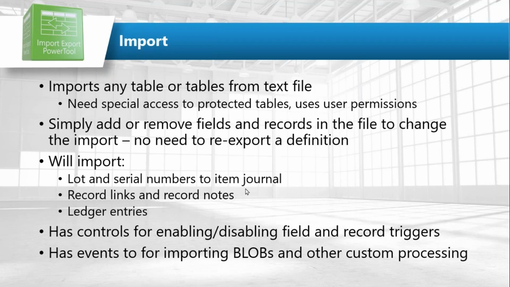Where this is often used is when you're spinning up a new environment and you need to import opening balances and things like that. So one of the nice things is you can import the lot and serial numbers to an item journal. Quite often you're coming from one system to another and you need all those lot numbers and serial numbers. Well, I can suck those in automatically using the import-export power tool. It'll create all the appropriate entries and away you go.